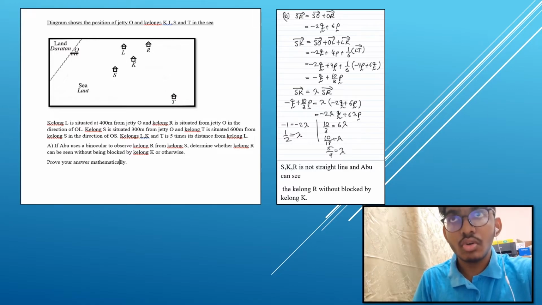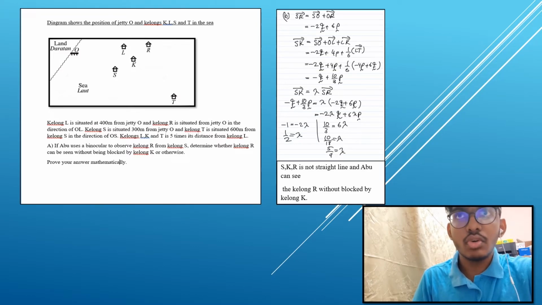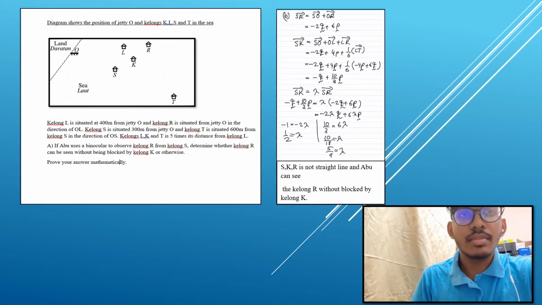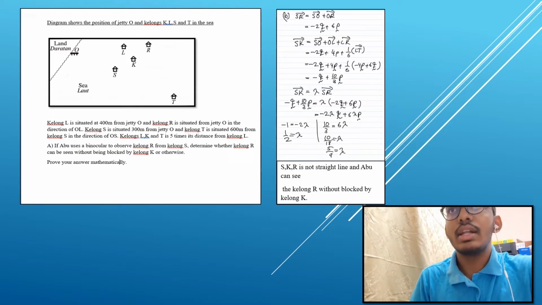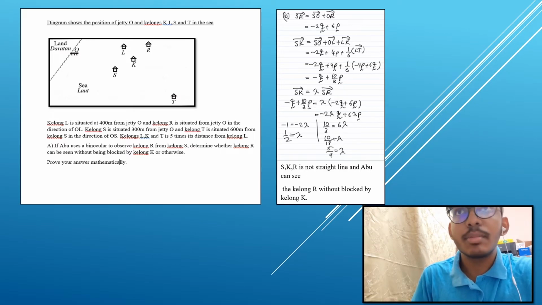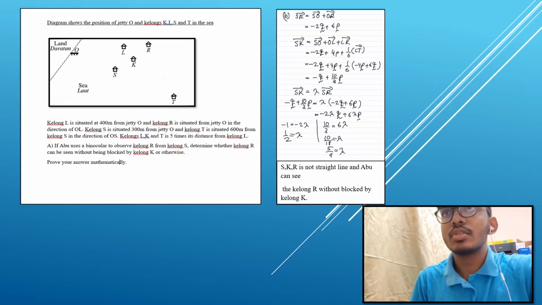Today I'd like to explain a vector question. The diagram shows the position of JTO and columns K, L, S and T in the sea. Column L is situated 400 meters from JTO and column R is situated from JTO in the direction of OL. Column S is situated 300 meters from JTO and column T is situated 600 meters from column S in the direction of OS. Columns L, K and T are such that LK is 1/6 of the distance LT. The question is, if Abu uses binoculars to observe column R from column S, determine whether column R can be seen without being blocked by column K or otherwise. Prove your answer mathematically.